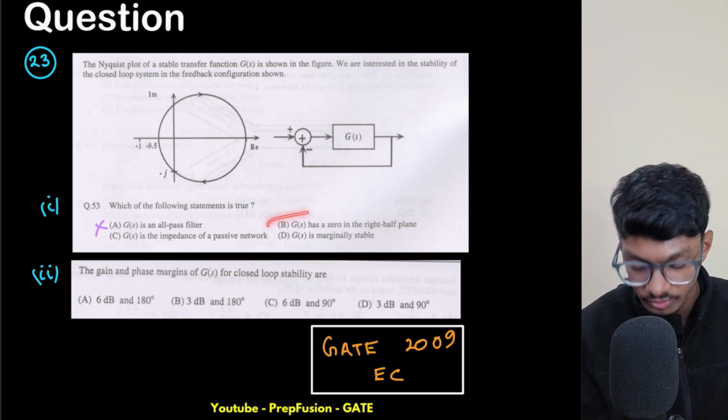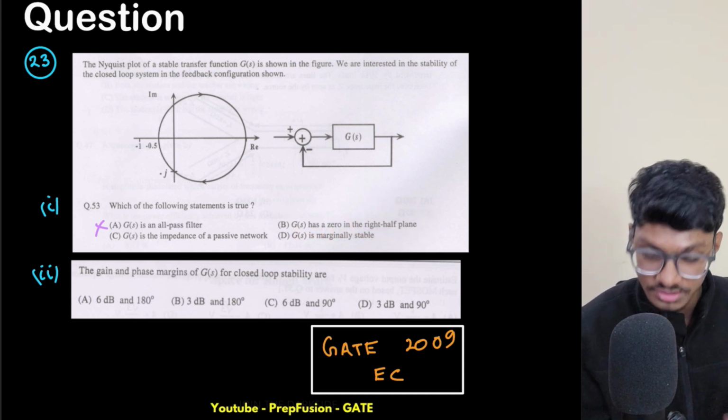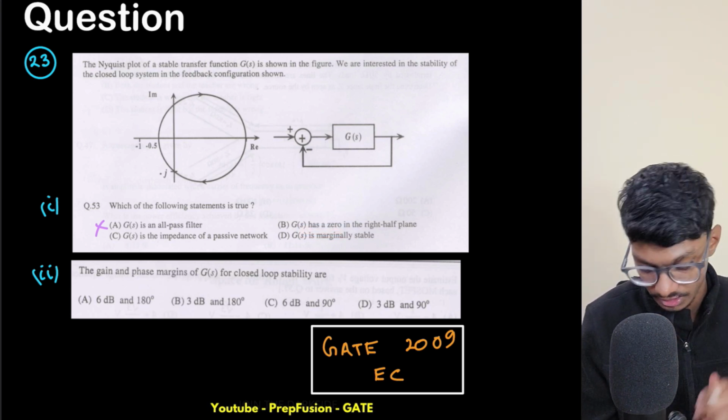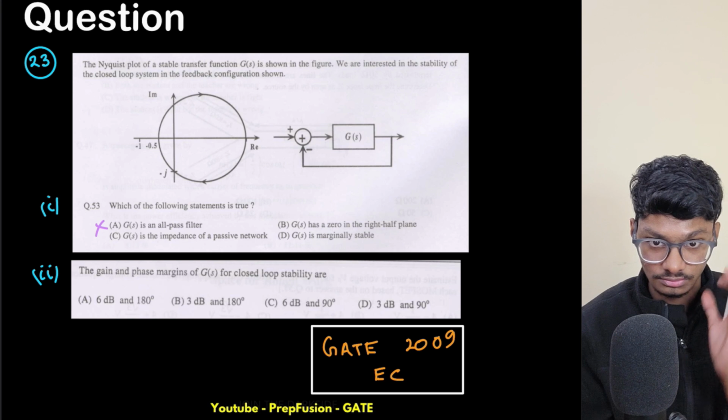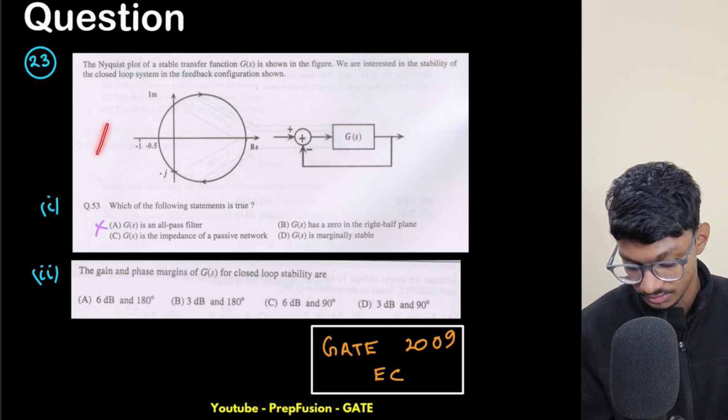Okay, what about option B? Option B says basically g of s has 0 in the right half plane. So we have to check if g of s has 0 on the right half plane. For that we can use Nyquist, because we don't have the g of s given in terms of s. So we can't use Routh, we'll simply use the Nyquist.